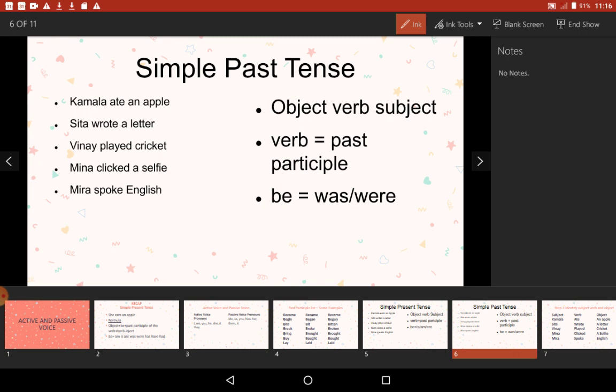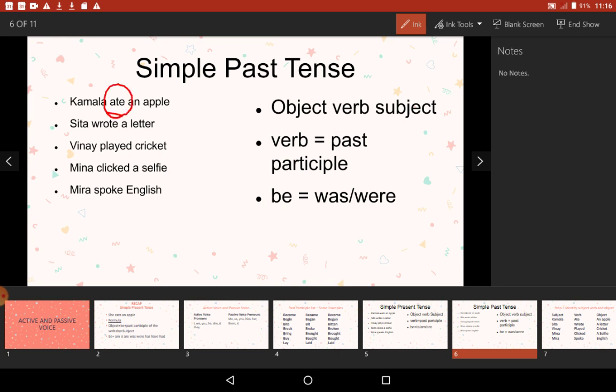Now, what is the difference between simple present and simple past? The only difference is in the verb. So, in the present tense, that is simple present tense, our verb will be in present tense, whereas in past tense, the verb is in past tense. Now let us look at a few sentences here. Kamala ate an apple. Sita wrote a letter. Vinay played cricket, etc.